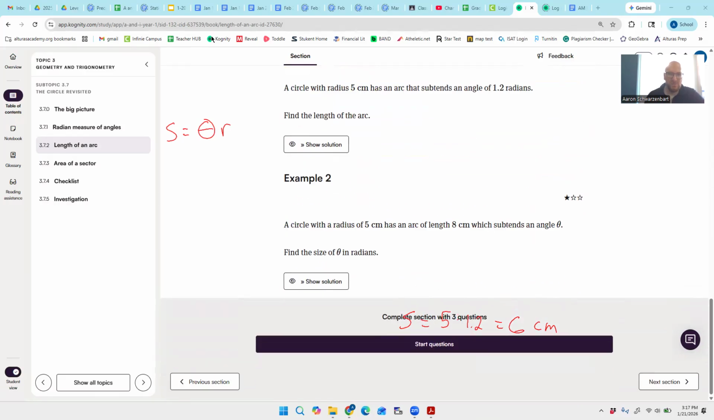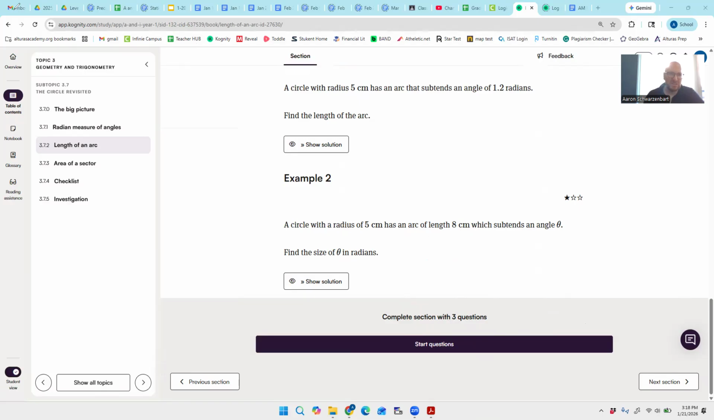So that's pretty simple. A circle with radius 5 centimeters has an arc length of 8. Find the angle in radians. 8 equals theta times 5. 1.6 equals theta, because I'll divide both sides by 5. 8 over 5 is 1.6. And that's arc length. Yay, very difficult.